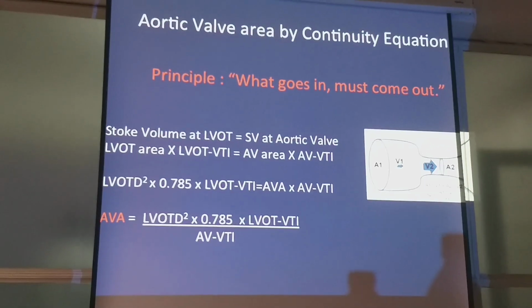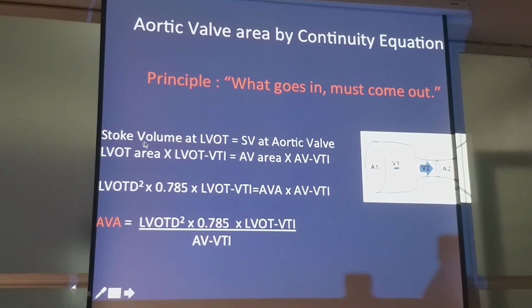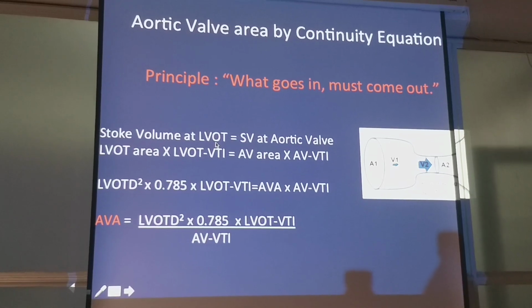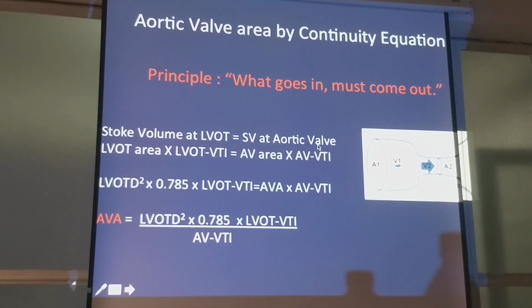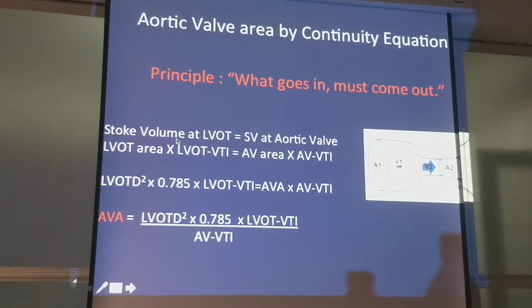Okay, so what is the formula? Stroke volume at LV outflow tract is equal to stroke volume across aortic valve. Why are we using stroke volume?